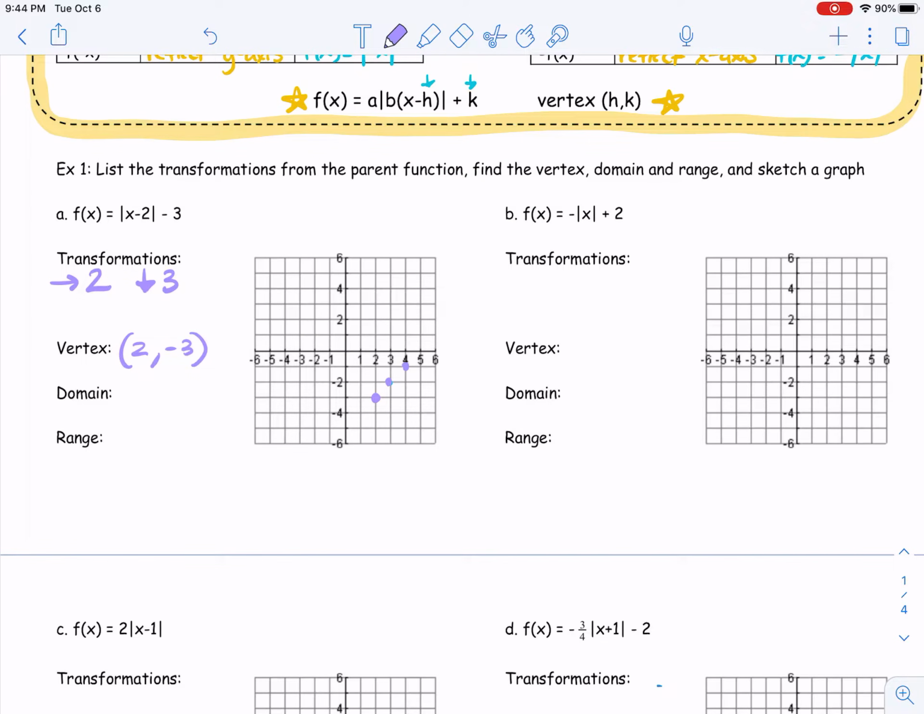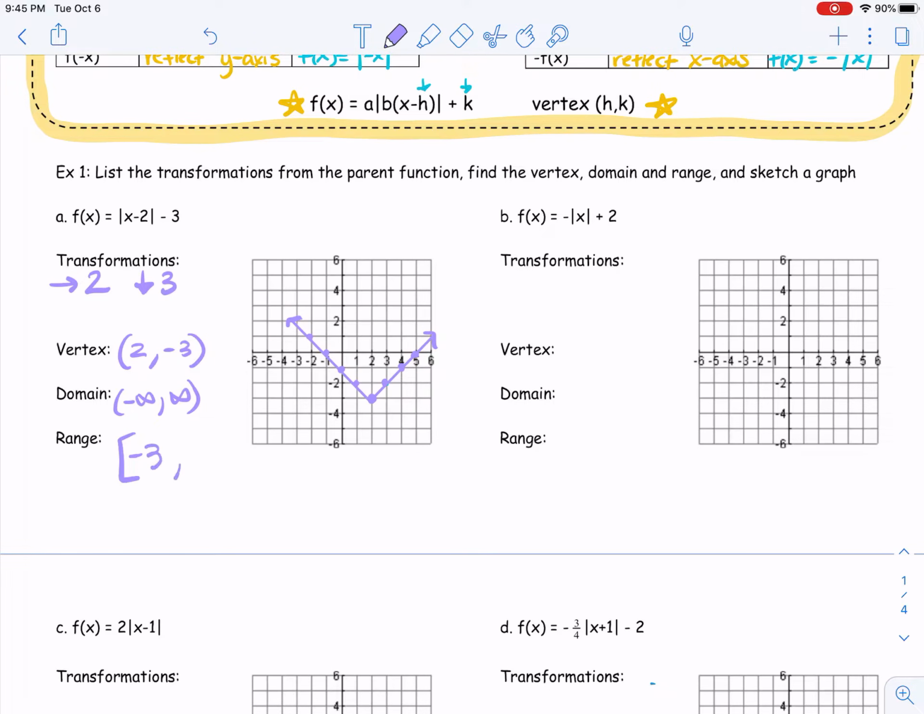Right 1, up 1, right 1, up 1, right 1, up 1, left 1, up 1, left 1, up 1. And so we get that V-shaped graph. And there we go. Domain here is negative infinity to positive infinity. Range from bottom to top. Start from the bottom. Now we're here. We think of Drake, right? Lowest y value is a negative 3, which is included, going all the way up to that positive infinity.